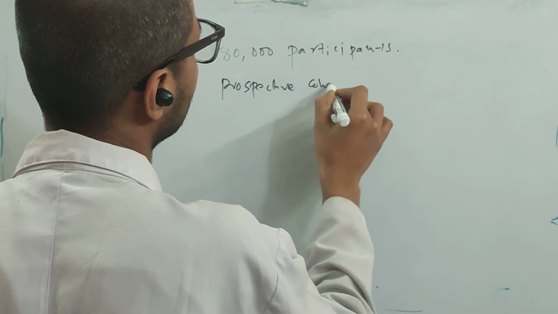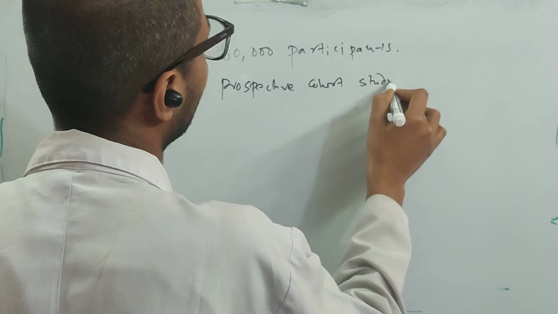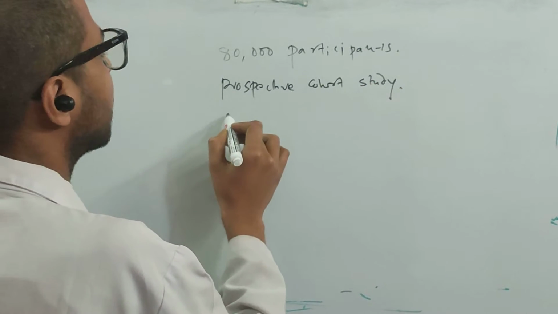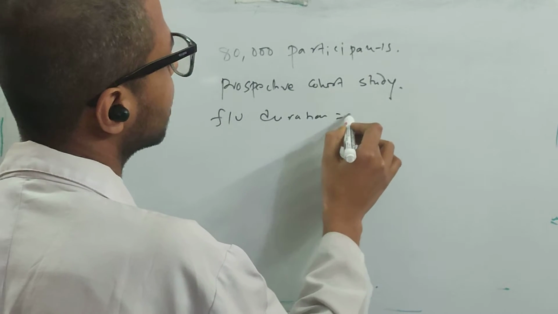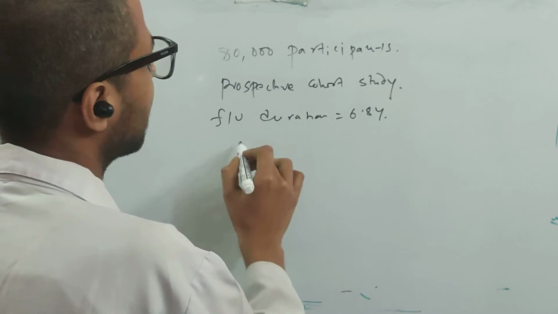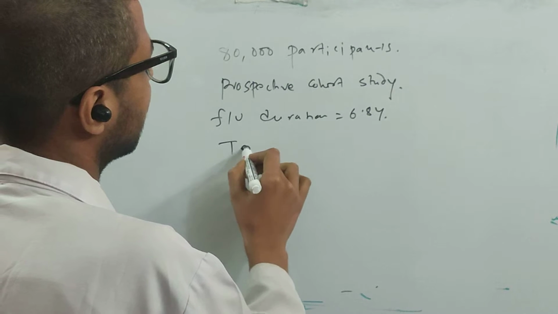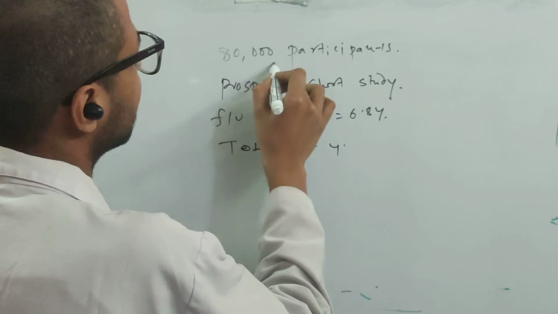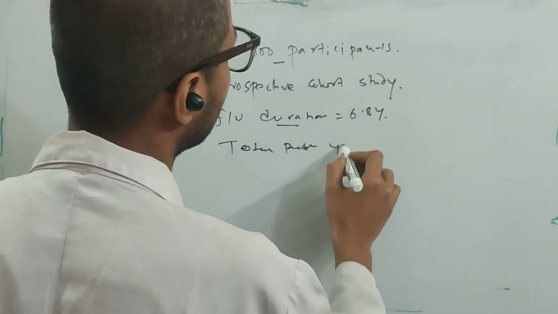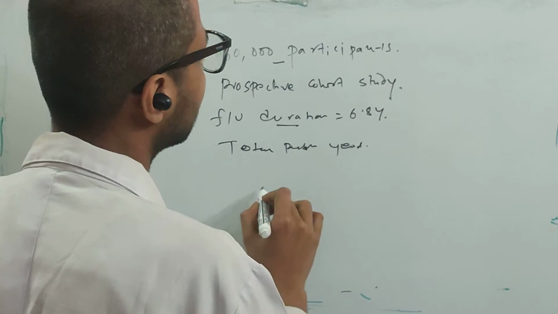Prospective cohort study, and they have done follow-up for a median duration of about 6.8 years. So what is the total person-years? Total person-years is equal to the time duration multiplied by the number of participants.